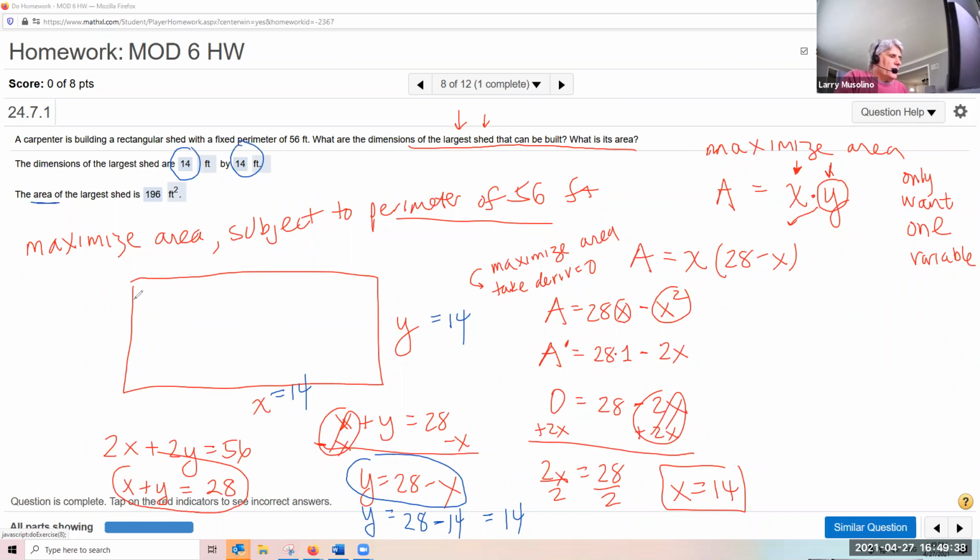What is the area of this rectangle? Well, area is just the length times the width. So in our example, 14 times 14 is 196. We use square feet as the units. So that's the area of the largest shed possible.